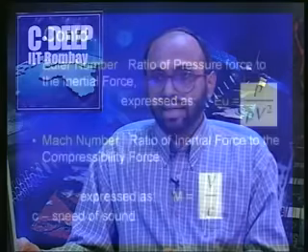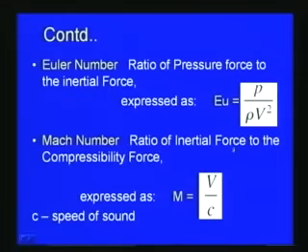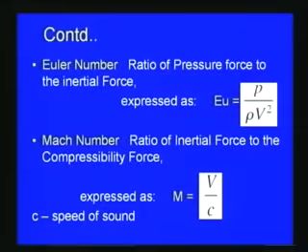The next important dimensionless number is called the Mach number. The Mach number is the ratio of inertial force to compressibility force. It is defined as M is equal to V by c, where V is the velocity of flow and c is the speed of sound. This dimensionless number is used wherever the compressibility effect is very important, especially in aerodynamics. With respect to the speed of sound only, we define the Mach number.